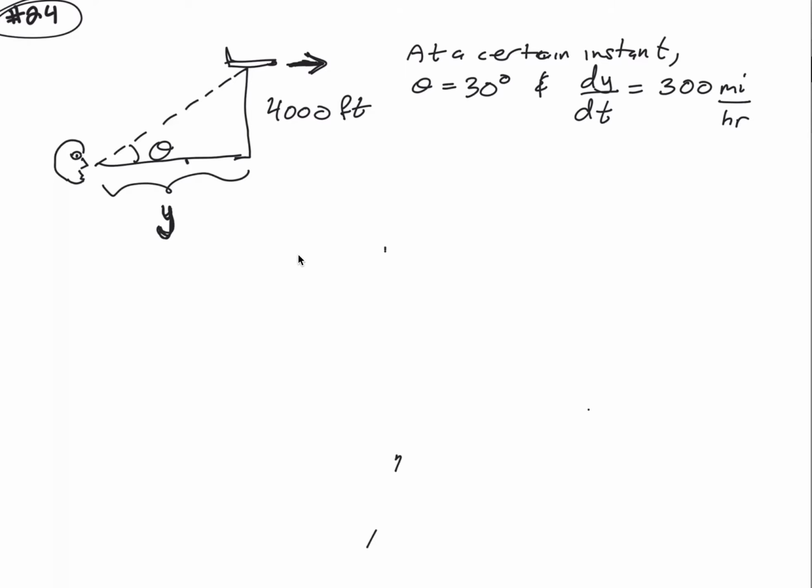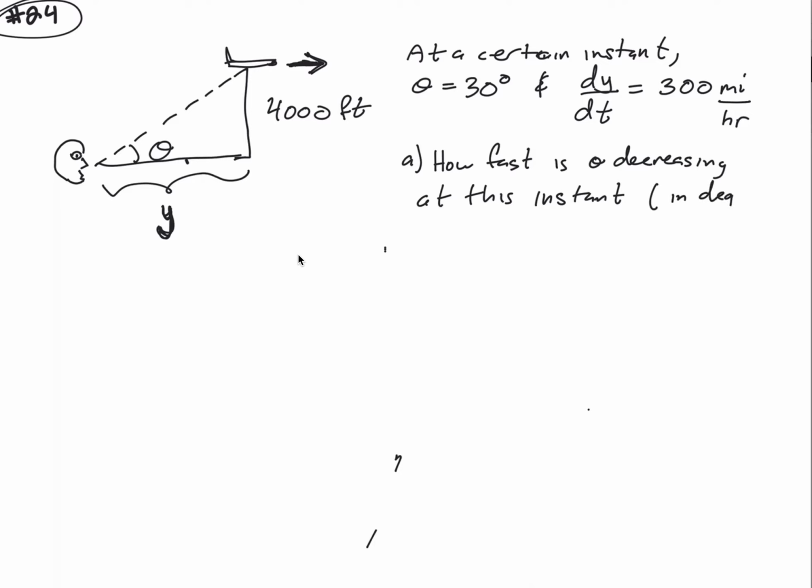Okay, so now, that's good. Now the question, so there's two questions actually. First one is how fast is theta decreasing at this instant? And then it says in degrees per second. Okay, all right, so what should we do with that business there? Any ideas? We need to translate the question into math, right, basically.